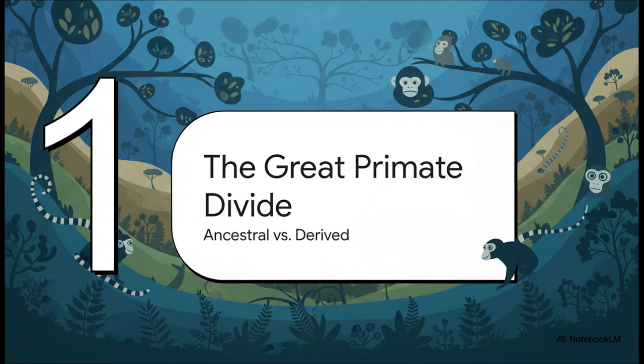So, to get started, we've got to go way back. We need to understand the very first major division among all primates. This was a huge split that happened deep, deep in our evolutionary past, and it divided the entire order into two really distinct suborders, the Strepsirhines and, you guessed it, the Haplorhines.